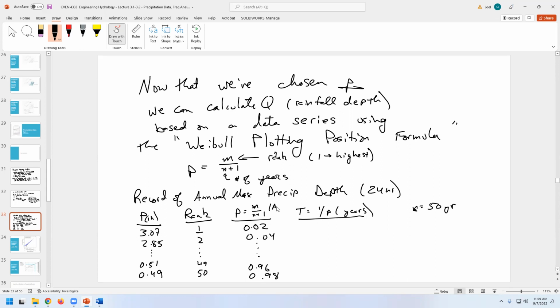And then we can get the recurrence interval. So P in this case is annual exceedance probability. T is just 1 over P. So this gives us 51, 26, 1.04, 1.02. So now we've calculated the recurrence interval, T, and we've calculated the annual exceedance probability just based on our data. Very simple spreadsheet exercise. So the 0.02 annual exceedance probability, or the 2% annual exceedance probability, is about the 50-year recurrence interval. This obviously has some more decimal places that we're not showing, but 0.02, 2% is the 50-year event.